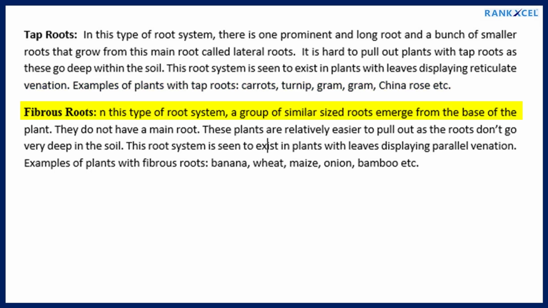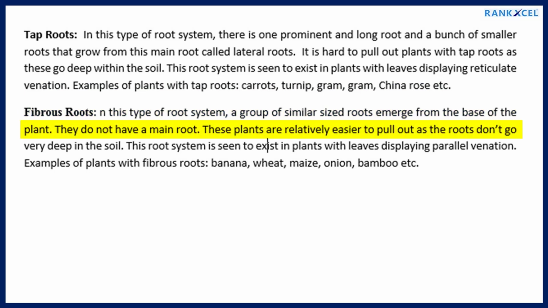Fibrous roots. In this type of root system, a group of similar-sized roots emerge from the base of the plant. They do not have a main root. These plants are relatively easier to pull out as the roots don't go very deep in the soil. This root system is seen in plants with leaves displaying parallel venation. Examples of plants with fibrous roots: banana, wheat, maize, onion, bamboo, etc.